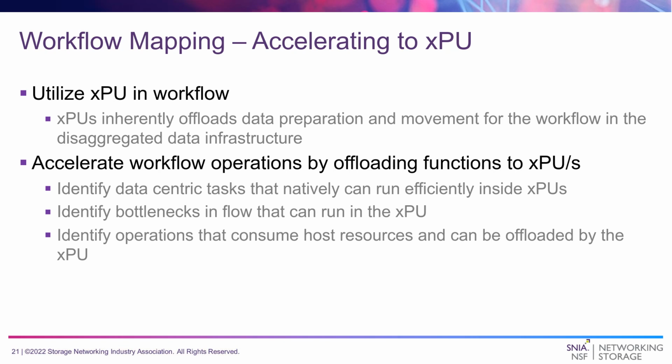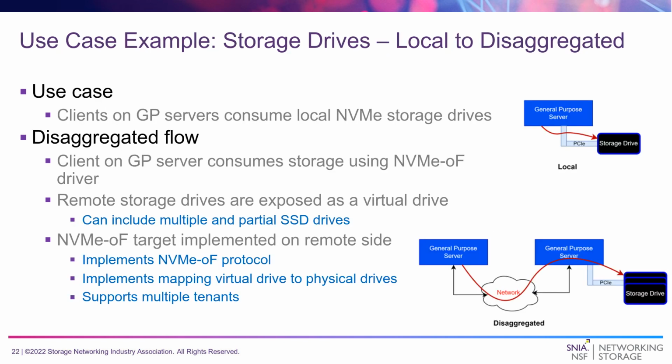So that's the general flow. Now let's have a look at the two use cases. So the first one is a storage drive. So in this one, in the local case, clients consume the storage drives using NVMe, a local NVMe connected to the PCI. And in the disaggregated flow, they consume the storage using NVMe over Fabric, which, as we stated before, is the same client API, so the migration is very easy.